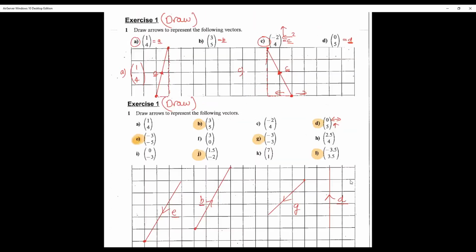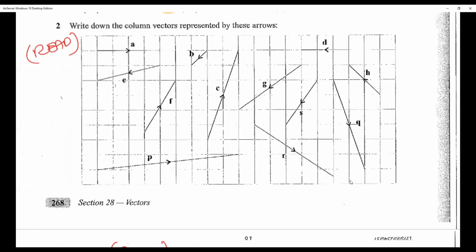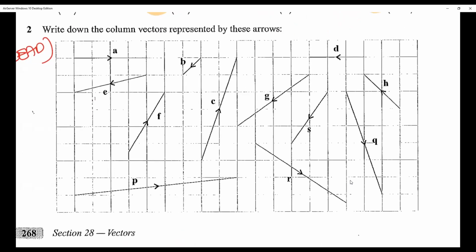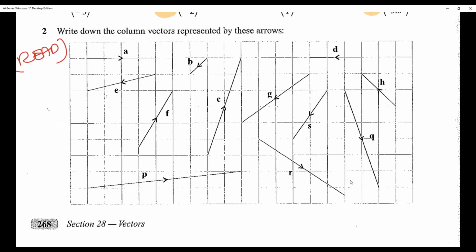Okay, the next part is writing down the column vectors represented by the arrows. So we have A. So what would A be, Anaya? So you got 1, 2, 3. It looks like it finishes here, like that. So what would the vector be for A? 5 over 0. Okay, count them carefully. It's not 5. 4 over. Yeah, that's right. The vector A would be 4, 0 with no division sign between them.